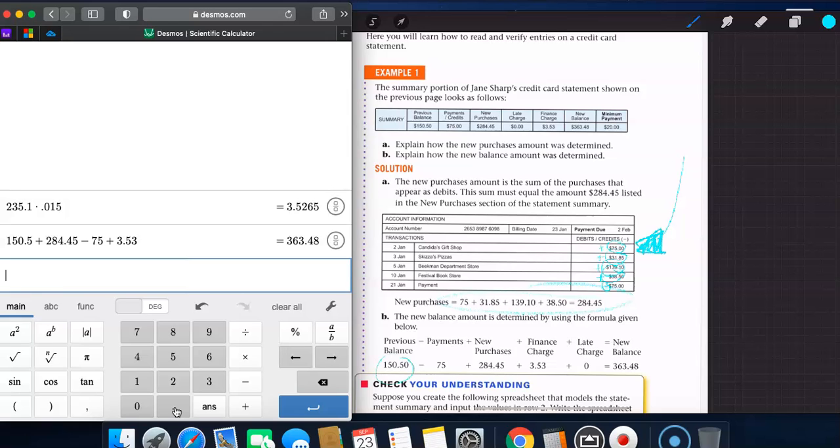When we take this, we subtract the payments that we make to pay off the card. Again, negatives are good for credit cards because that means money is going back into the account. The number is going down. We owe less. New purchases, finance charge, no late charges. This is our new balance. And again, we just determined that in that previous problem.